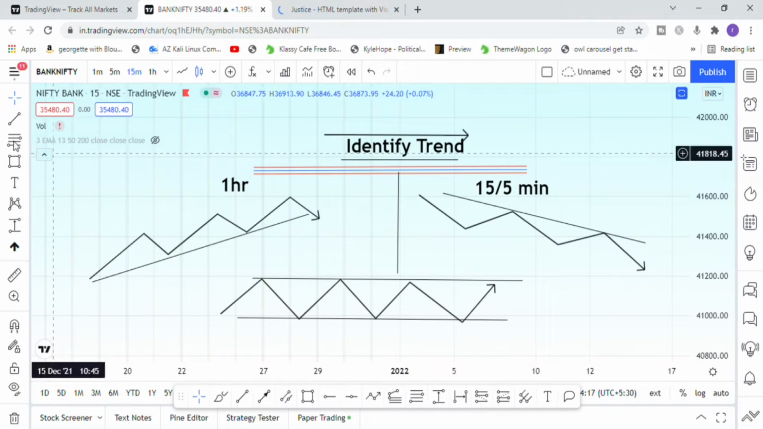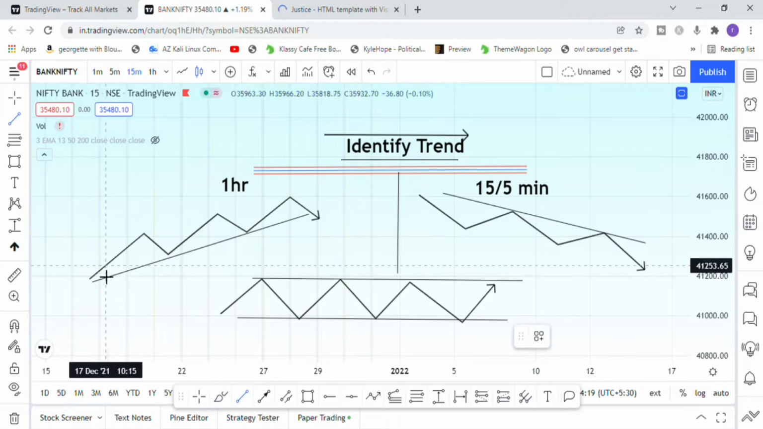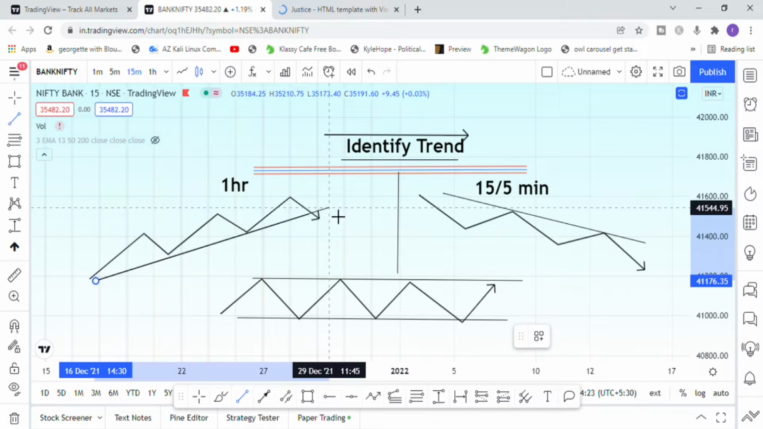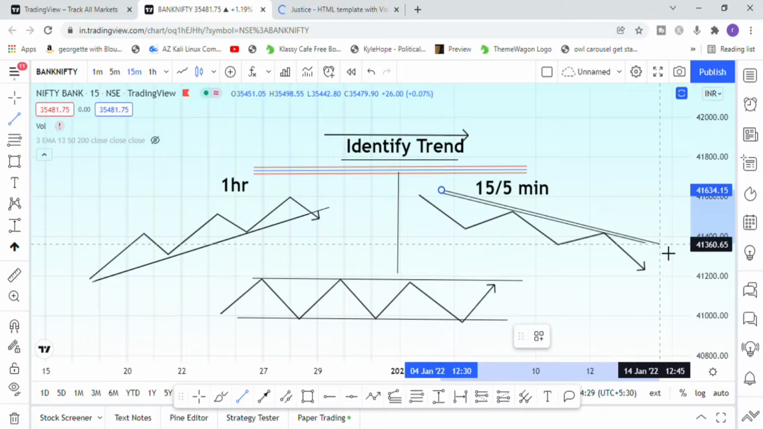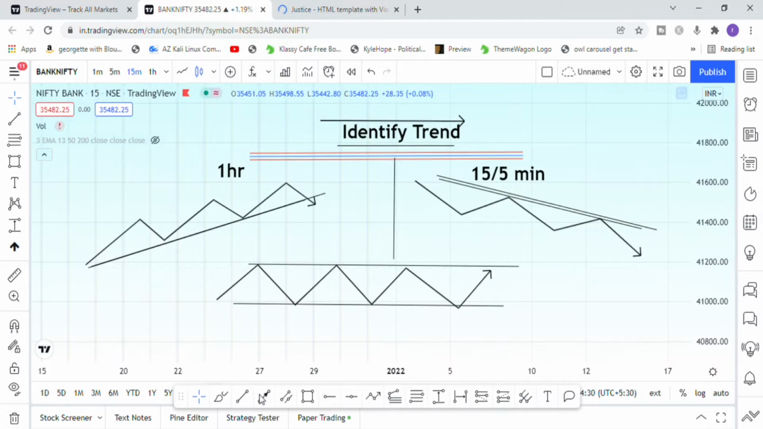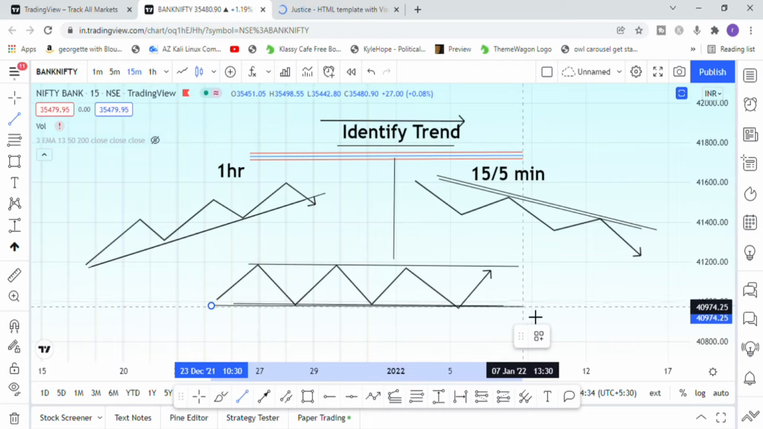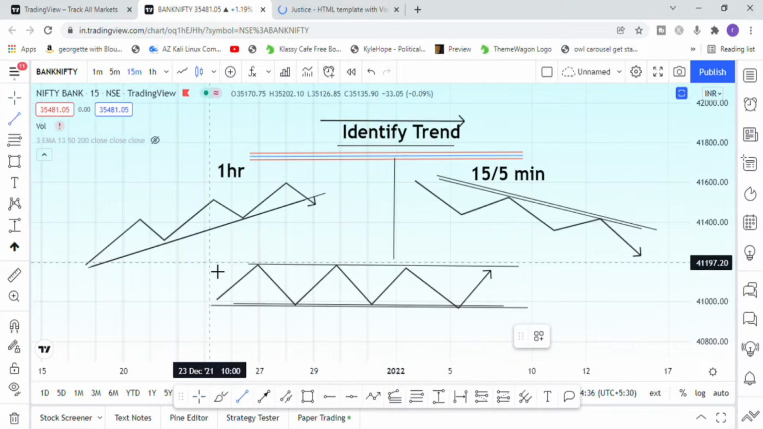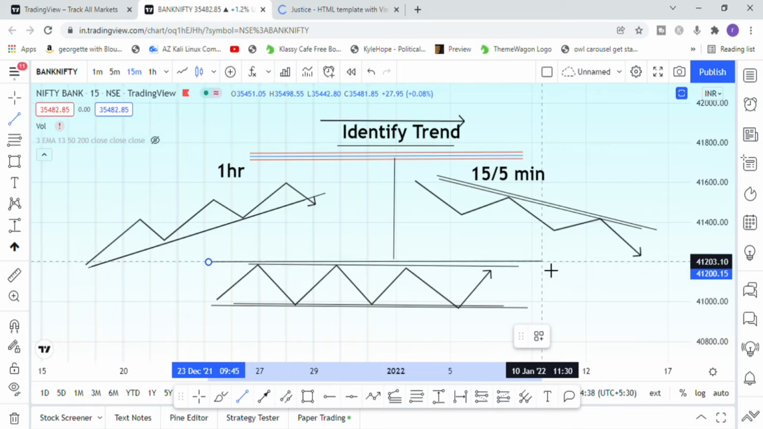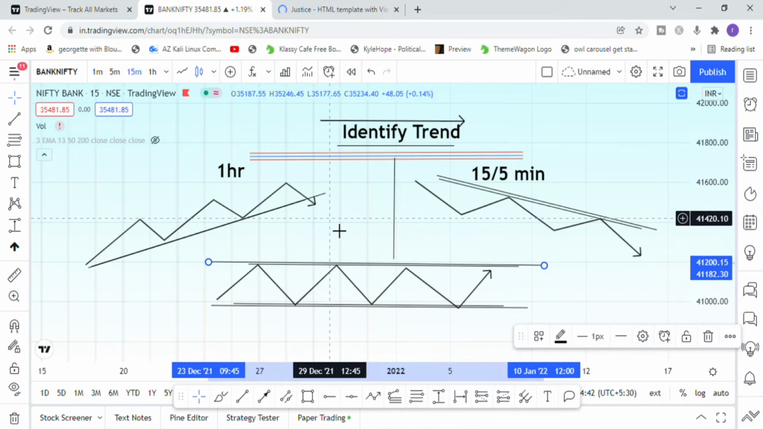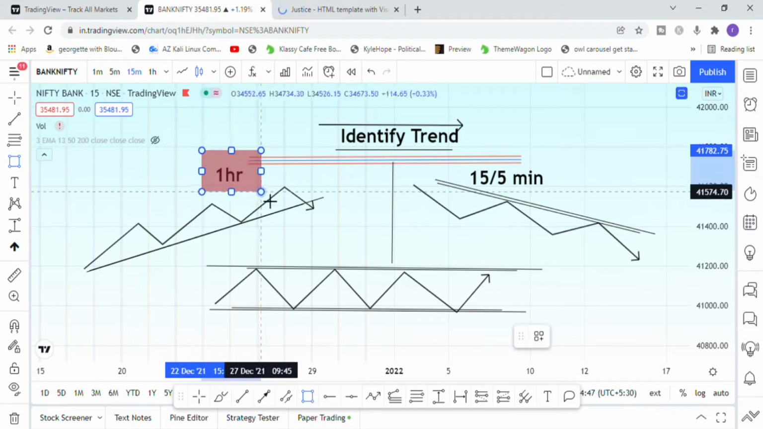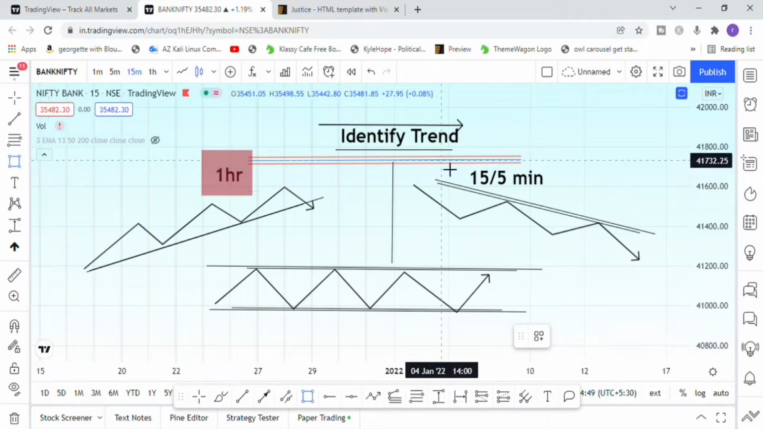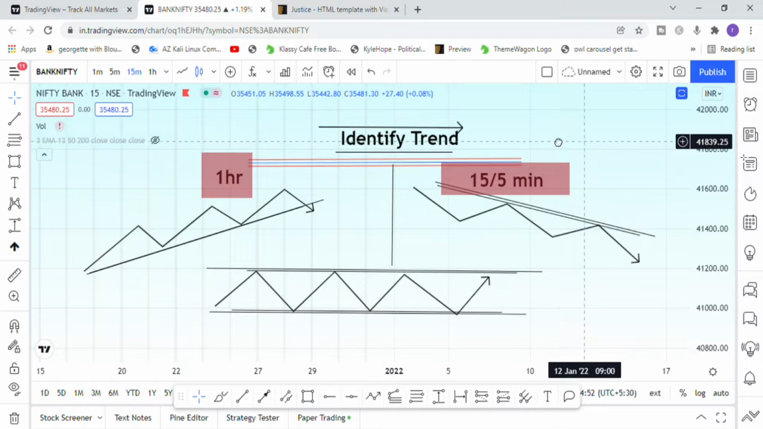In summary, there are three types of trend. One is an uptrend, where we get a position for buying, not for selling. In a downtrend, we have to identify a shorting position. In sideways, there is nothing to do, just wait and watch. For intraday purposes, I recommend only the 1 hour time frame, and the 15 minute and 5 minute for entry.